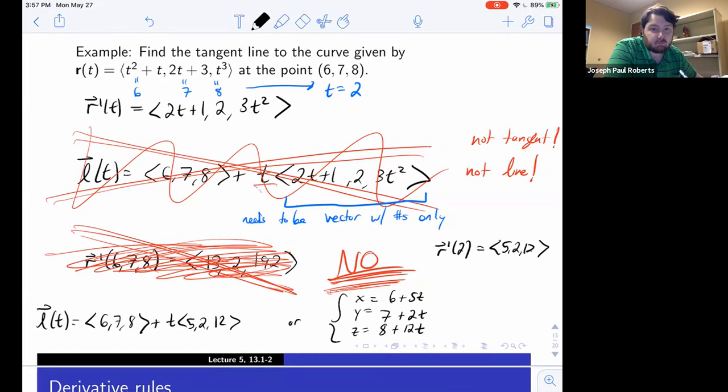But that's the idea. You need a t value to plug in. Don't do nonsense like that. Don't not plug in for t. It's really a pretty simple problem, but it always surprises me how many people make those pretty major mistakes for this. So don't fall into those traps.